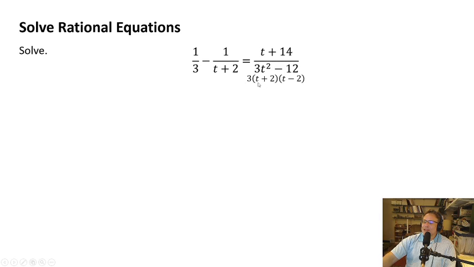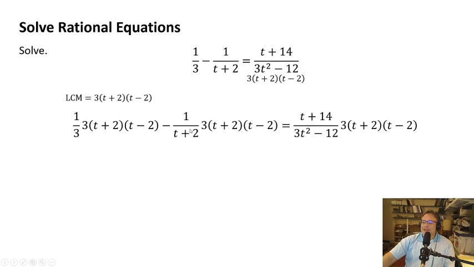If I factor this out, I'd get 3 times t plus 2 times t minus 2. We see a t plus 2 paralleled over here, and the 3 is over here. So really, this is our least common multiple that we want to multiply everything by in order to rid ourselves of all denominators. If we multiply everything across, it looks pretty crazy, but a lot of stuff is going to cancel as a result of this.